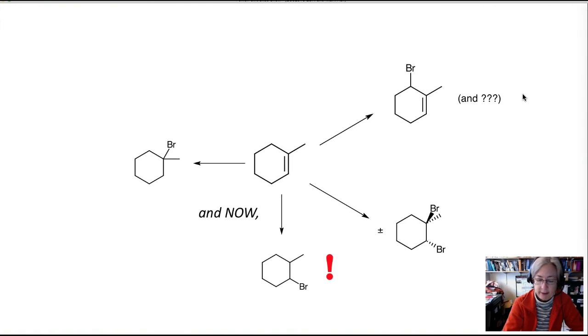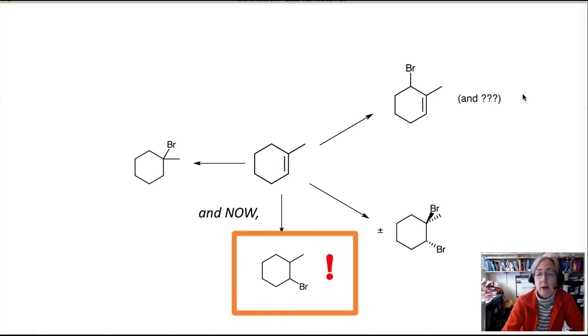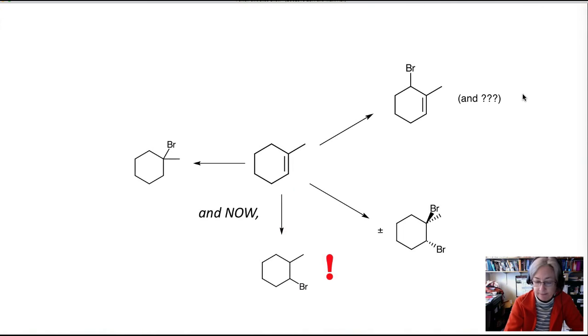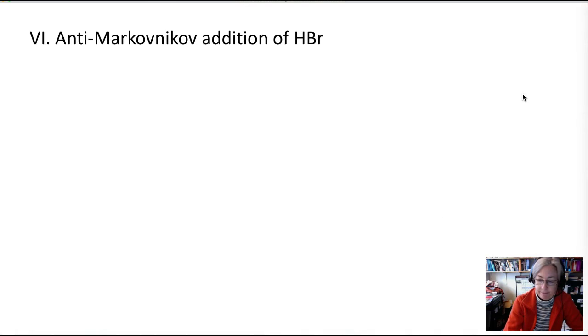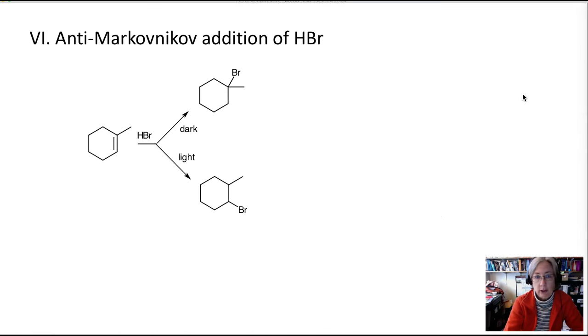Okay, I like it. And now, yes, a new reaction besides hydroboration that's going to allow us to actually put a functional group on the less substituted carbon. Anti-Markovnikov addition of H and Br. All right. Anti-Markovnikov addition of HBr works really well.